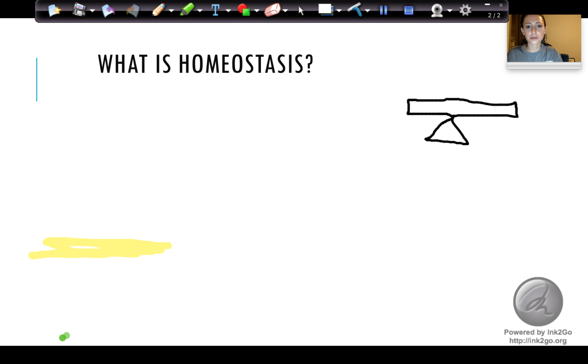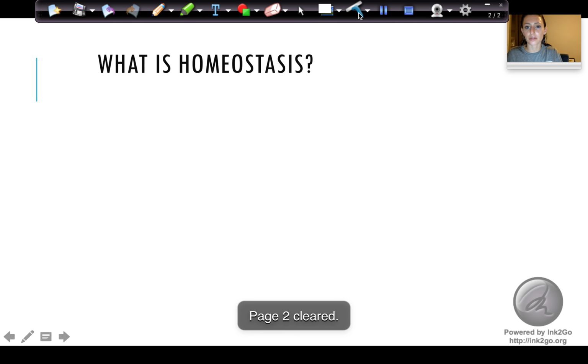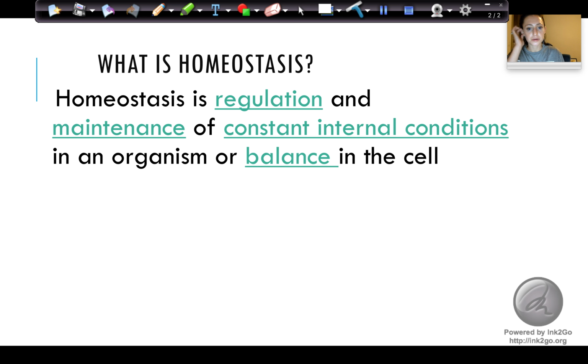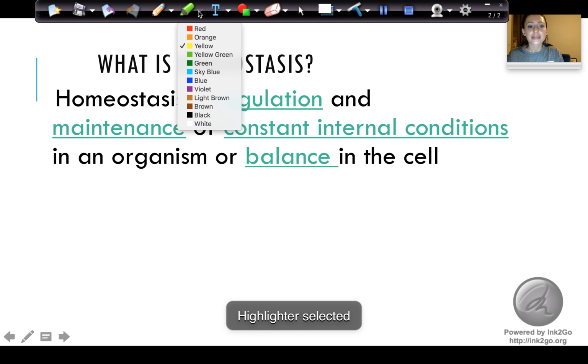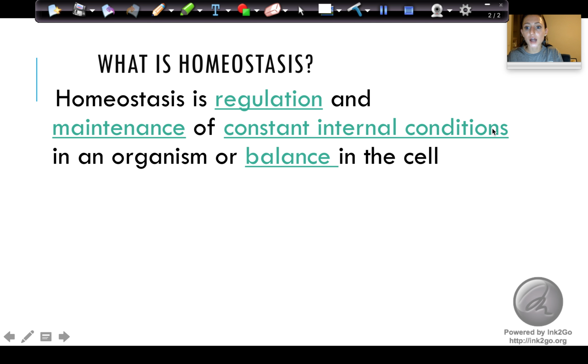So what is homeostasis? Let's just recap on that. I already said it's balance, but what does that really mean? Okay, so when I'm keeping balance right here, that means I'm keeping constant internal conditions. We can break that down a little further if we don't know that vocab. The word constant just means the same.